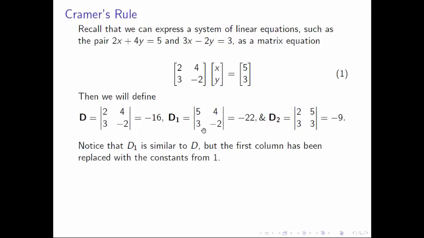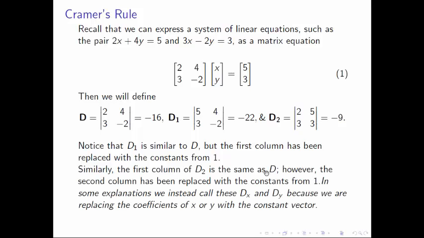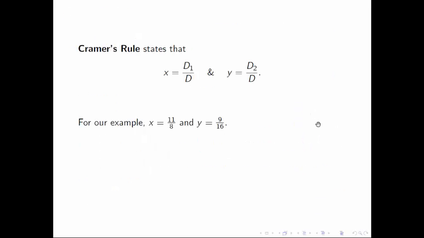Notice that D1 is very similar. We just replaced the first column. D2, I replaced the second column. Sometimes these are called dx and dy, depending on your textbook or your professor, and that's because we're replacing the coefficients for x with the constants or the coefficients for y with the constants. So Cramer's rule states that when you have a 2x2 system set up as the one I just discussed, x is equal to d1 over d and y will be equal to d2 over d.